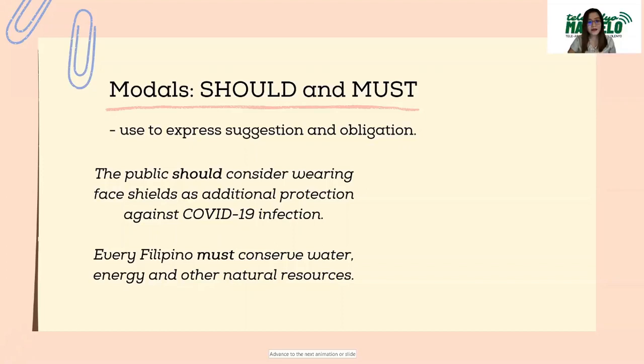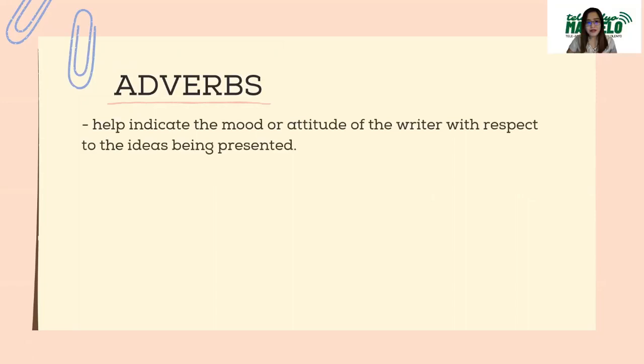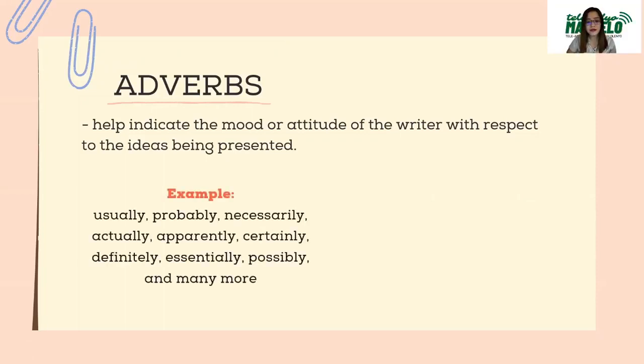Next one would be adverbs. So when do we use adverbs? Adverbs help indicate the mood or the attitude of the writer with respect to the ideas being presented. So for examples, we have usually, probably, necessarily, actually, apparently, certainly, definitely, essentially, possibly, and many more.